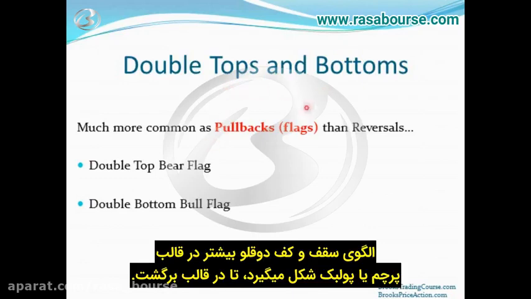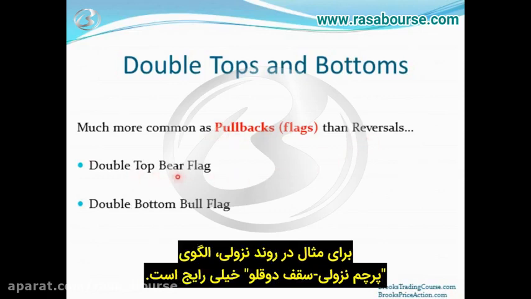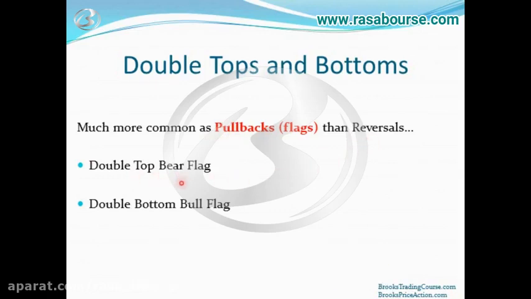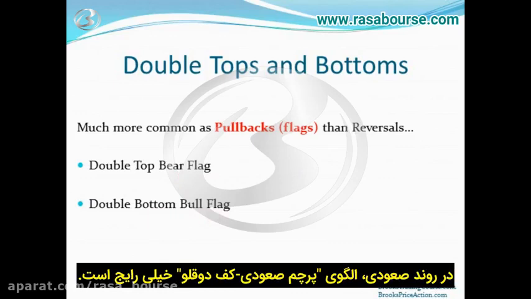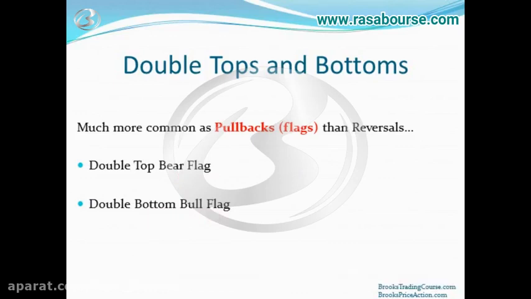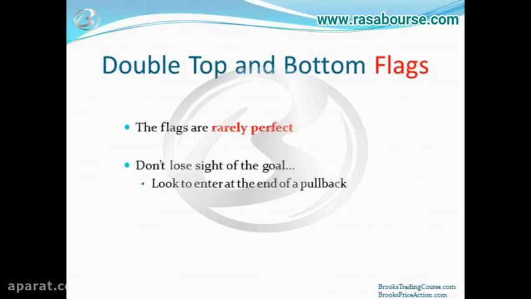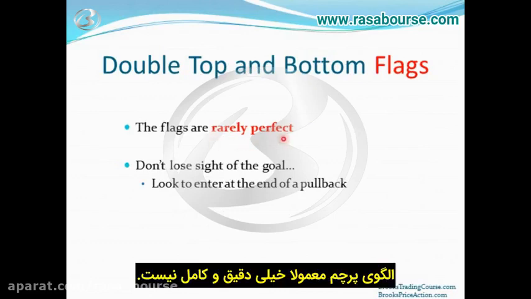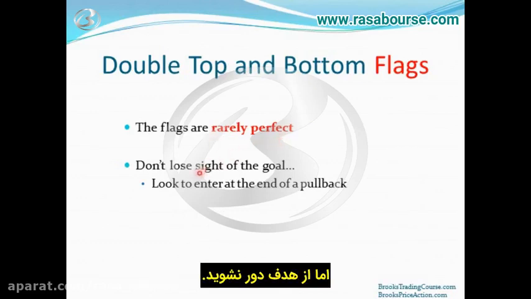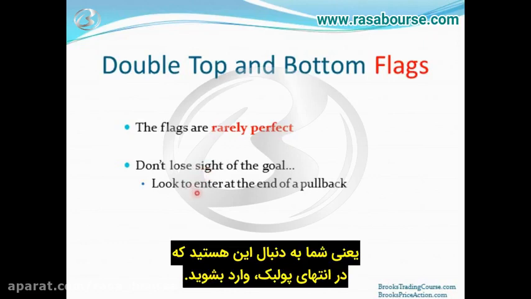Double tops and bottoms, they're much more common as flags, as pullbacks, than they are as reversals. For example, a double top bear flag is common in a bear trend. A double top bull flag is a common pattern in a bull trend. Flags are rarely perfect, but don't lose sight of the goal. You're looking to enter at the end of the pullback.